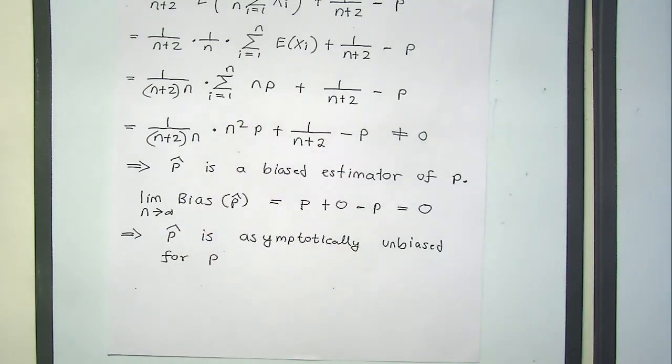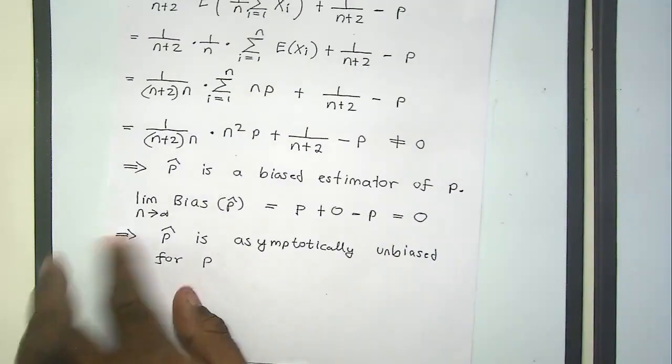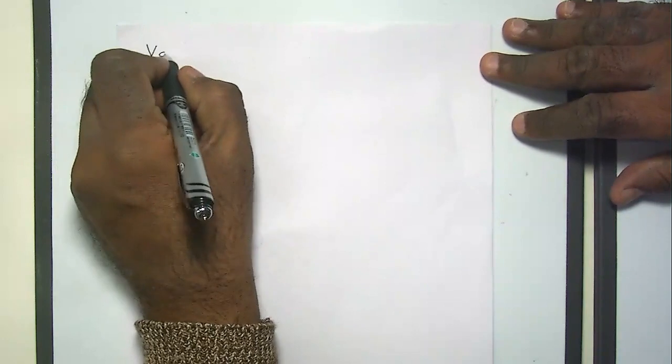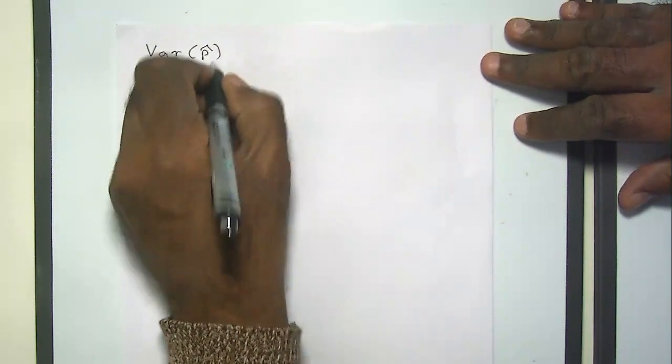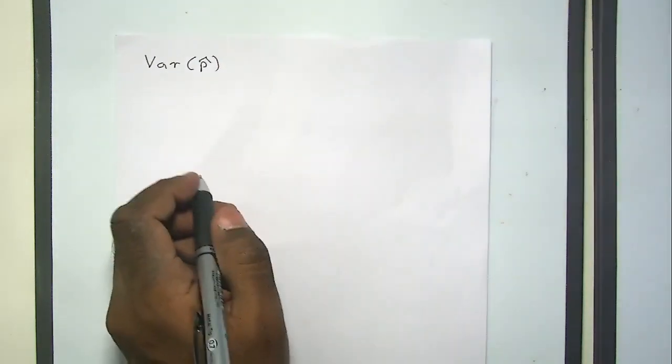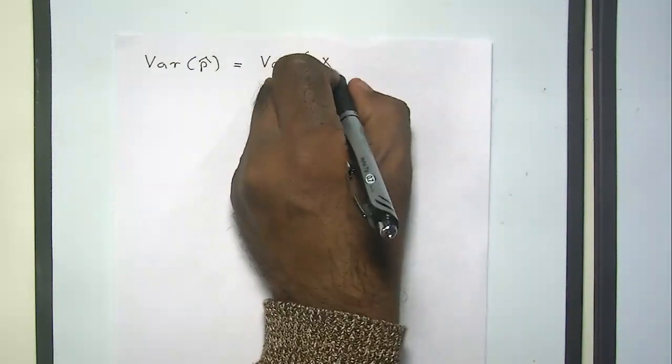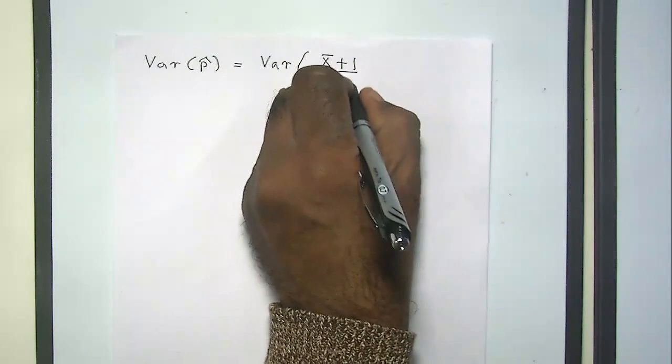Any questions on this, guys? The second part of the same question is to find the variance. If you have a question, you can ask me later, but let me do the second part of question 10, which is to find the variance of P hat. The variance of P hat is the variance of (x bar plus 1) divided by (n plus 2).